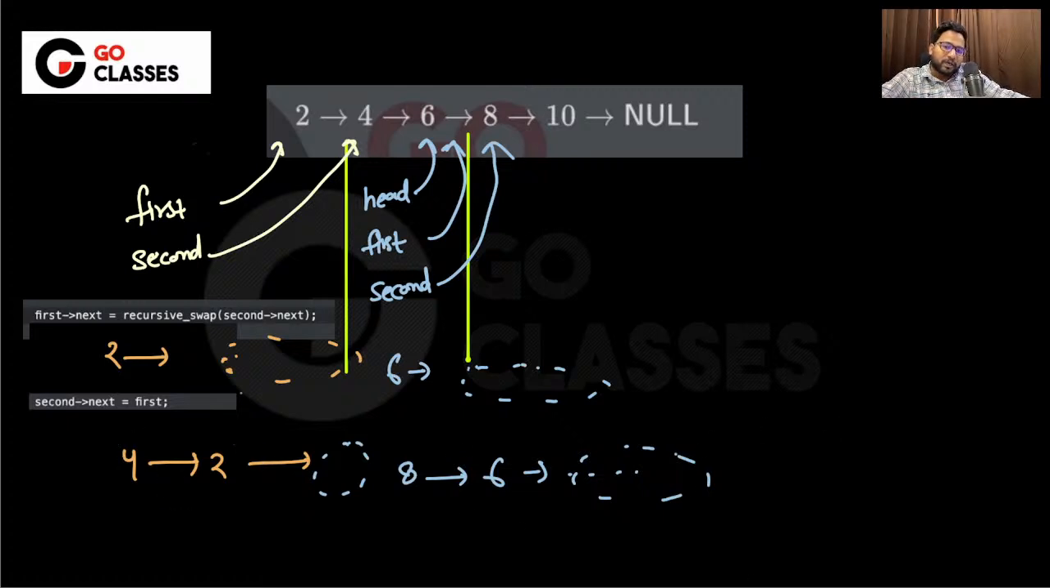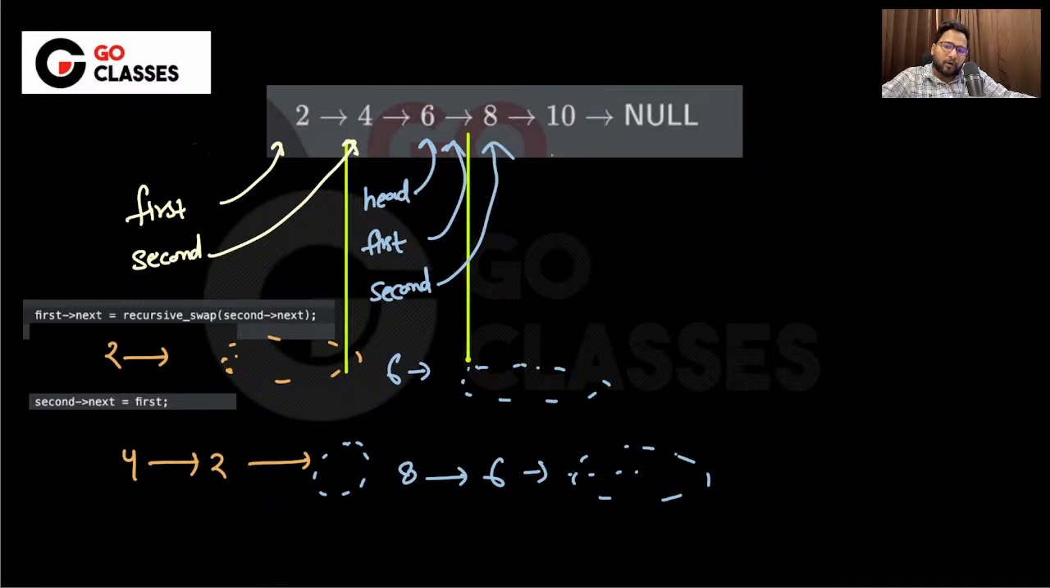I mean, once this recursive call returns, only then will 4 point to 2, but just for the sake of understanding I'm telling you that 4 will point to 2, and 2 will wait for whatever the recursive call is returning. Here 8 is pointing to 6, and 6 will wait for whatever the recursive call is returning. Now the recursive call says second next, so second is pointing to this.